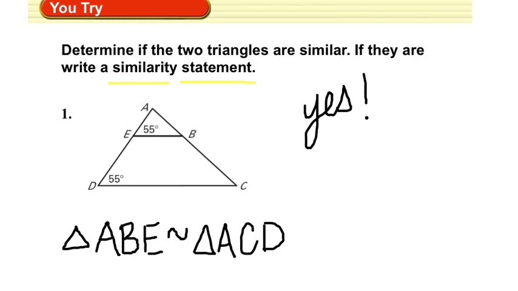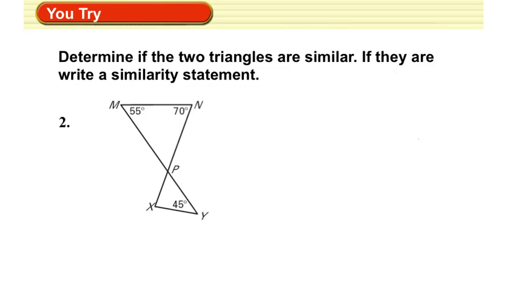Alright, so the first one is yes, there is enough information, and the similarity statement that you want to write is triangle ABE is similar to triangle ACD, as long as each of those letters matches up correctly in the correct corresponding position. In this second example, we actually don't have two pairs of congruent angles in the triangles. So these two triangles are not similar.